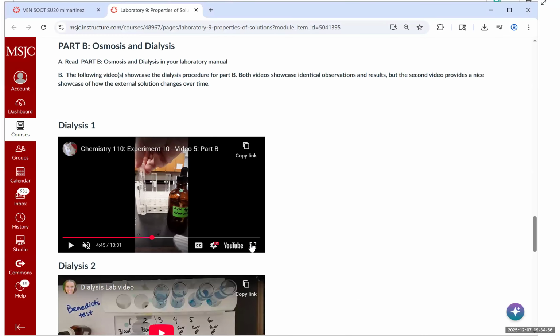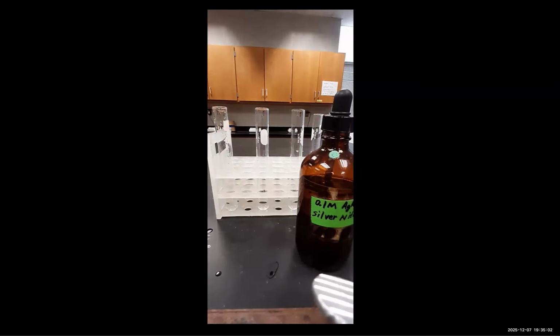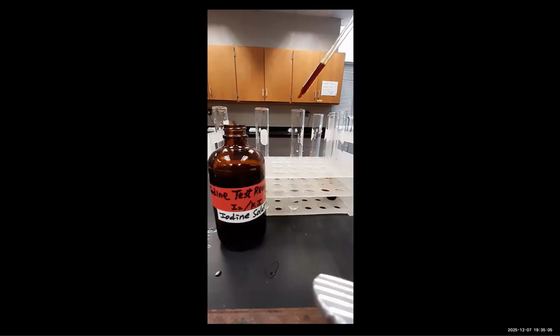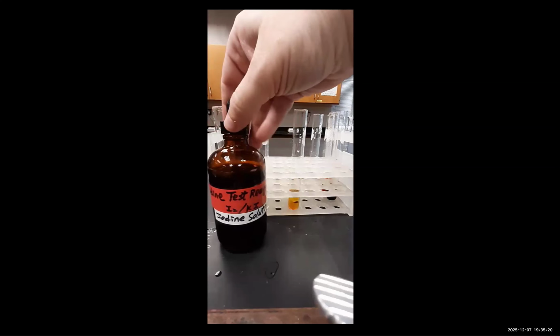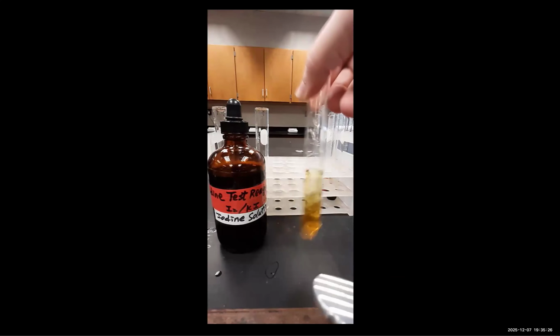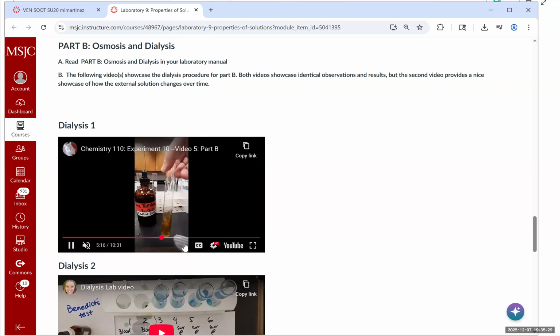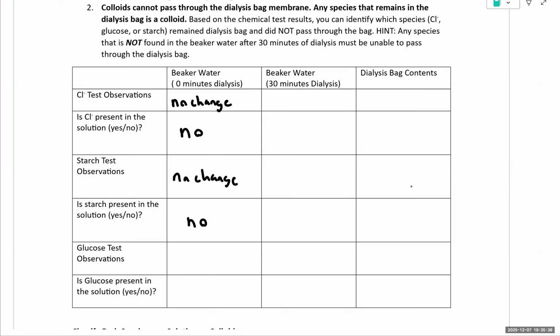Let's now take a look at these starch test observations. So we're testing the deionized water that we put in the beaker. We're testing for starch using the classic iodine reagent. We added iodine, we're testing for starch, and do we see that characteristic dark blue color that's a positive test result for starch? No. So we don't really see much of a change. So our test for starch, we see no change. So starch is not present in this solution.